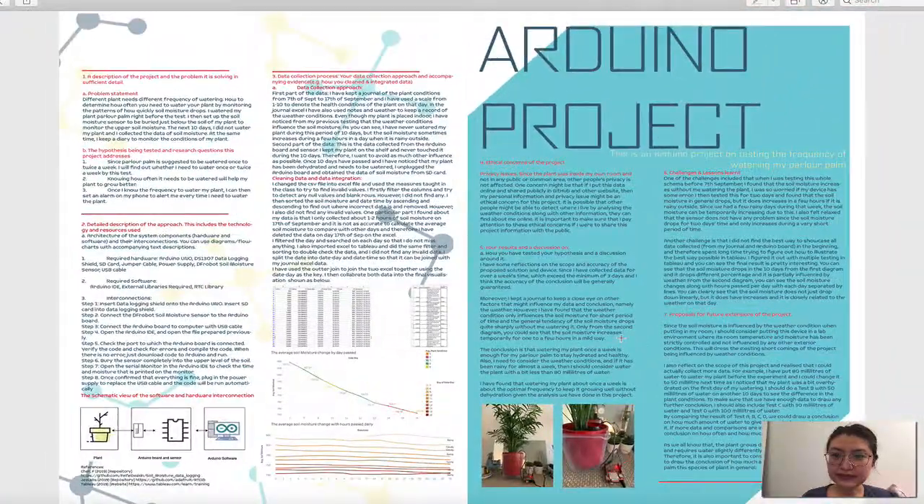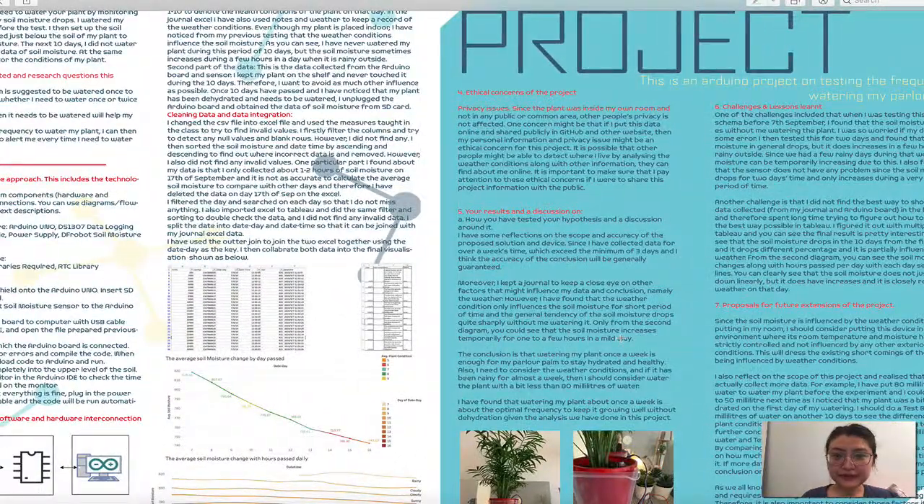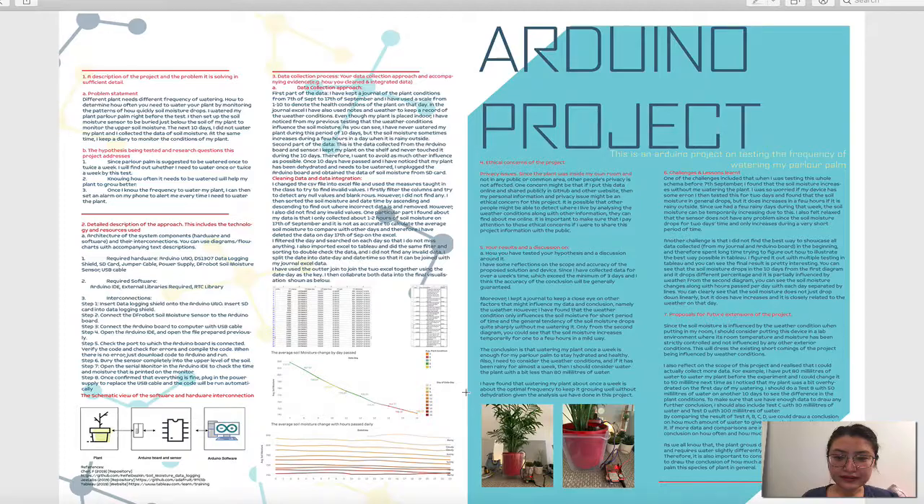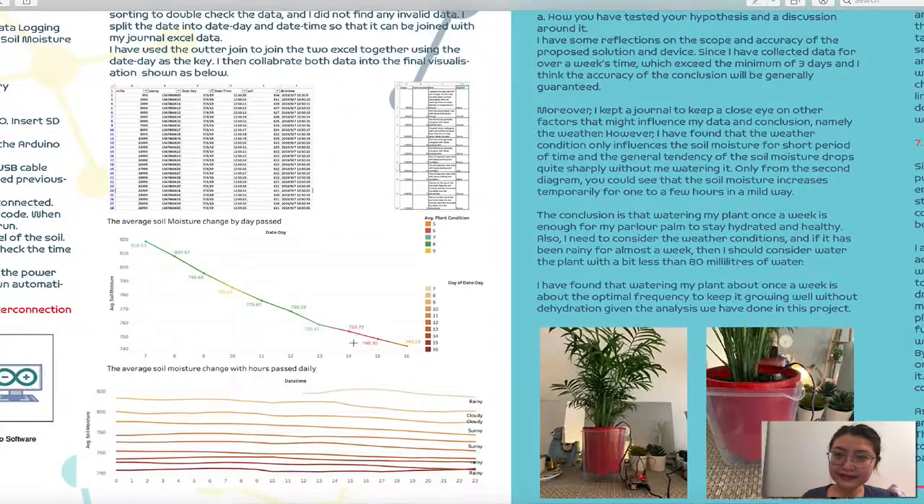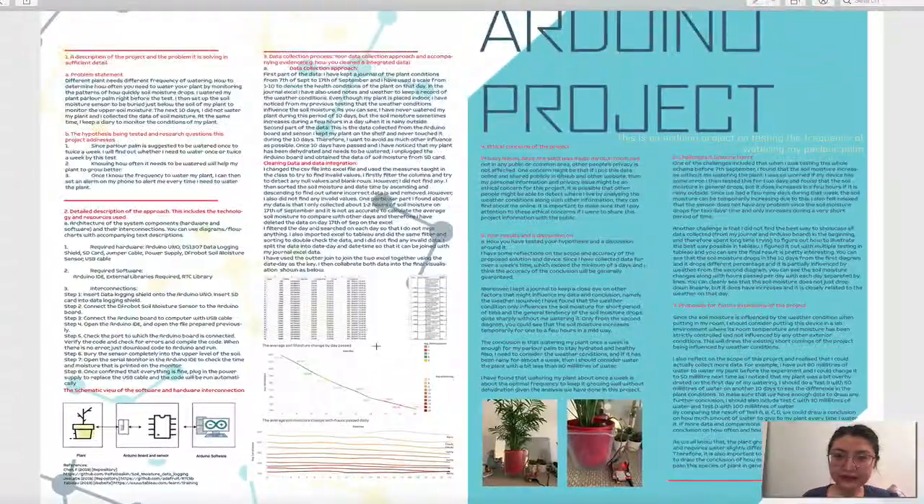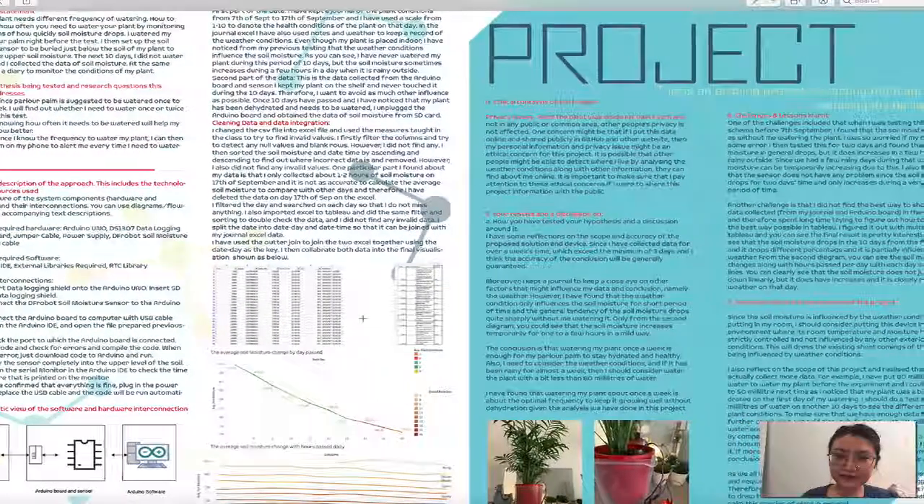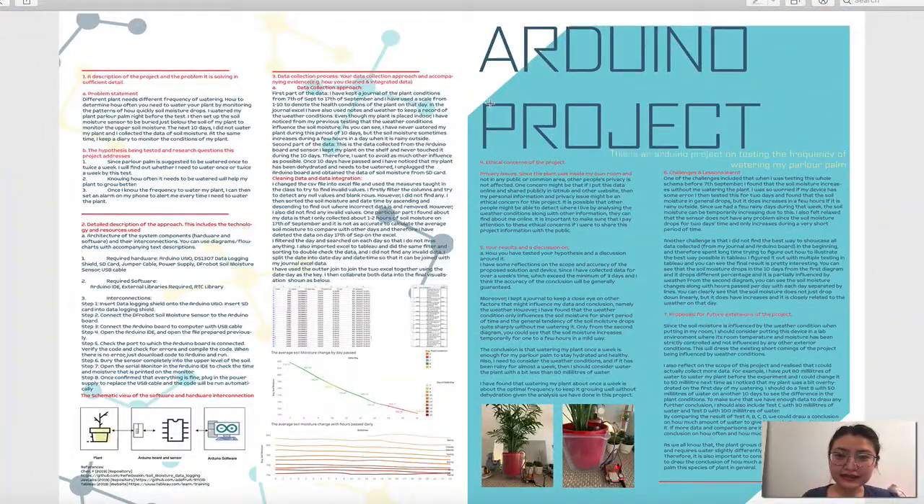In general, I think my Arduino project has proved very successful. I have learned how to use Tableau, and I have spent quite a long time testing how to visualize my data in a very informative way. And I also spent a long time creating the visualization of my final poster, and I really hope that you enjoyed my presentation and my project.